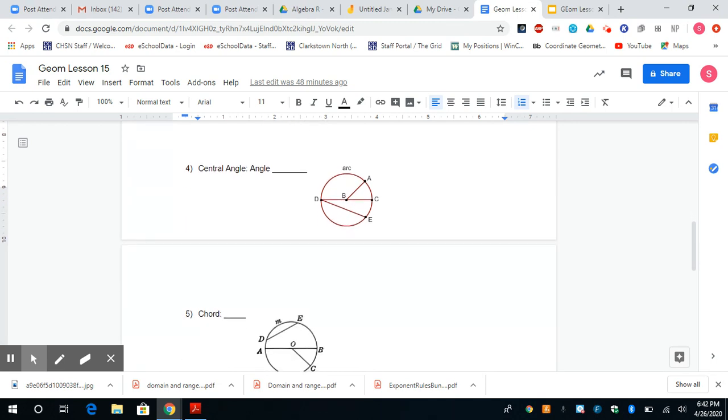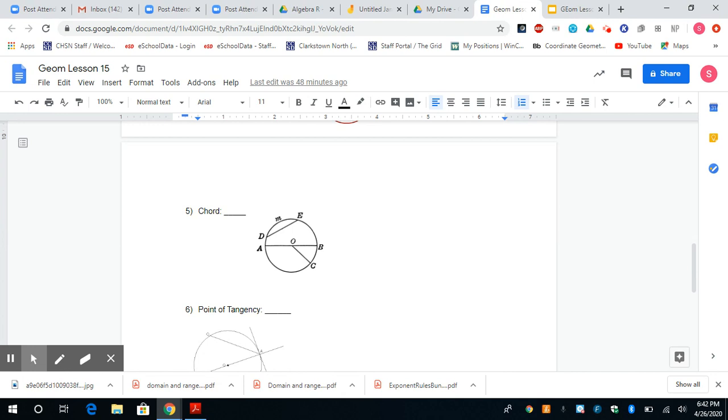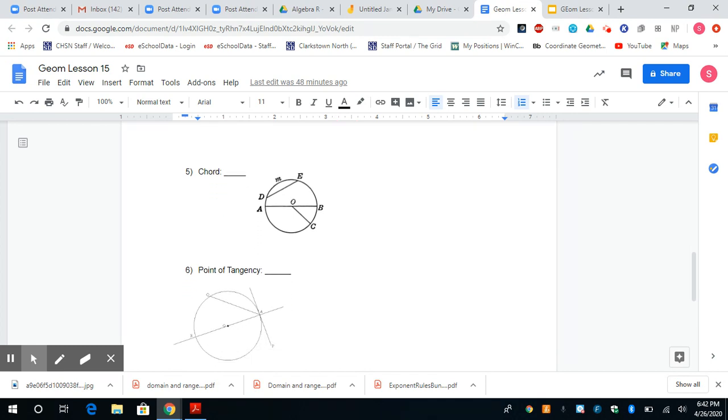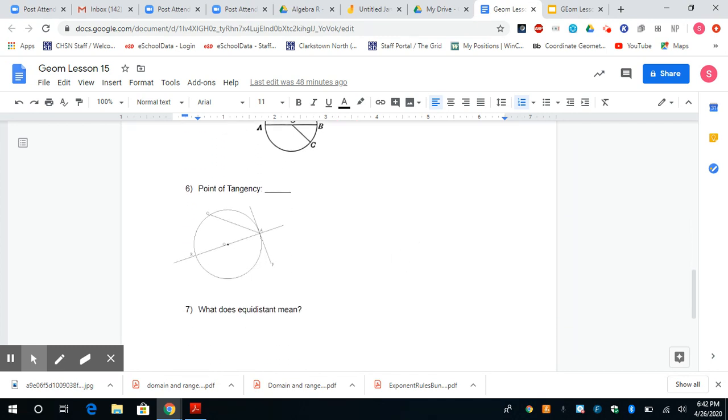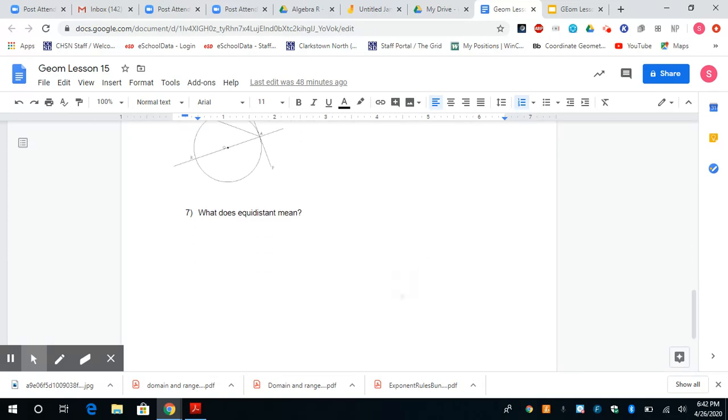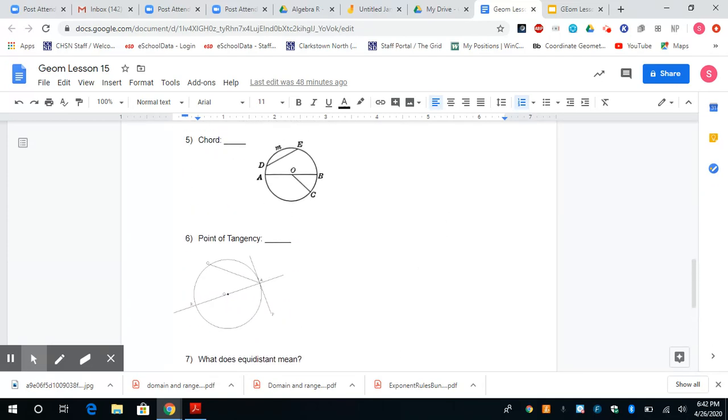Looking at the diagrams from the PowerPoint will help you. Name 1 chord from here. There might be more than one, but name one that looks like the diagram I showed you in the PowerPoint, and you're naming the point of tangency. Again, that should be 1 point. And then you're telling me what equidistant means, and then you just submit it.